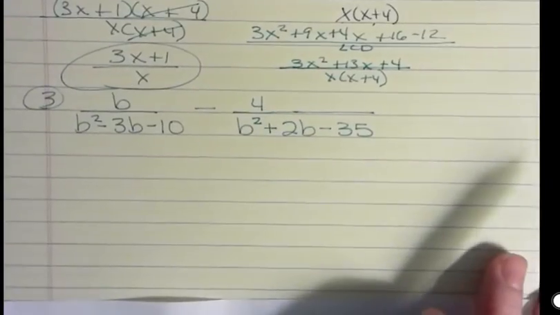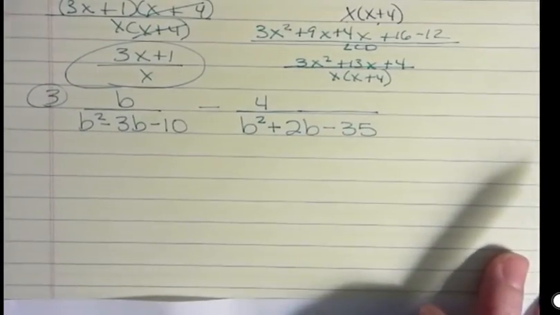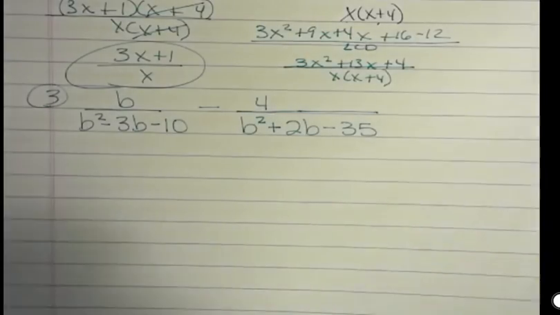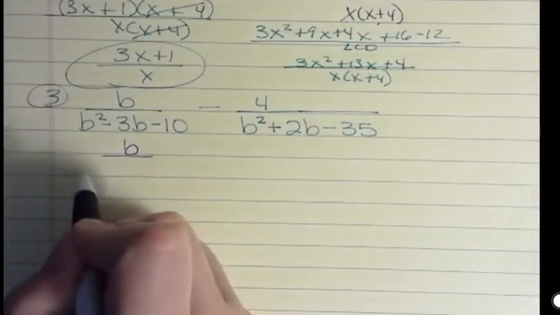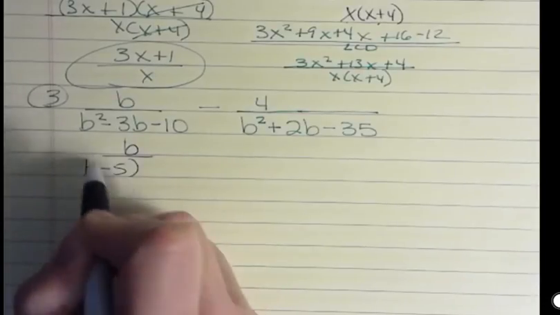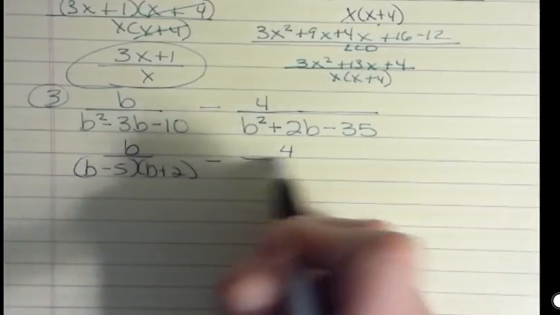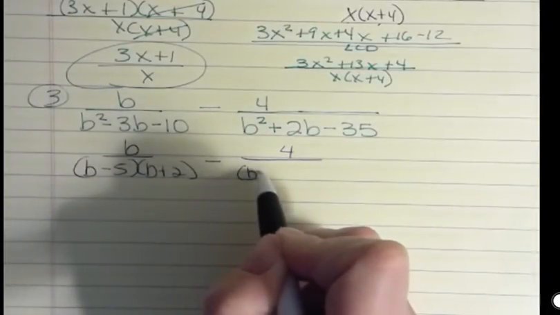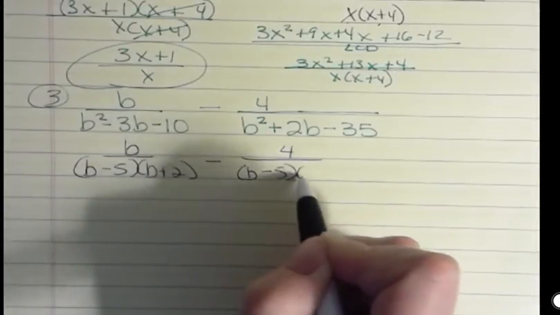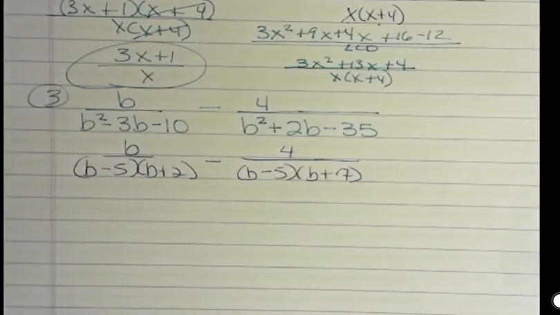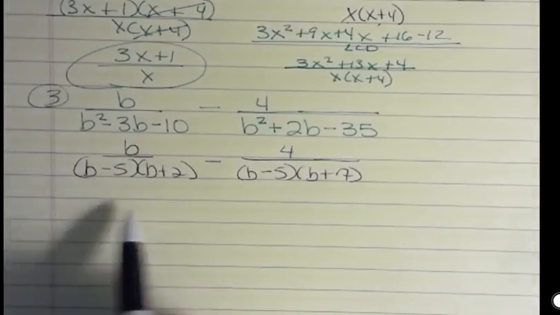That follows along. Okay. The last one I have here is a subtraction problem with different denominators. So I'm going to start off by factoring. I have b, and then I have b minus 5 and b plus 2, and 4, b minus 5 and b plus 7. Again, do some factoring off to the side if you need to. You don't have to be able to do it all in one step, all at once.